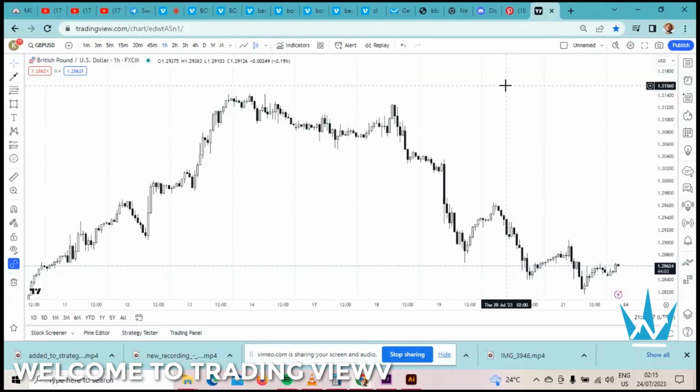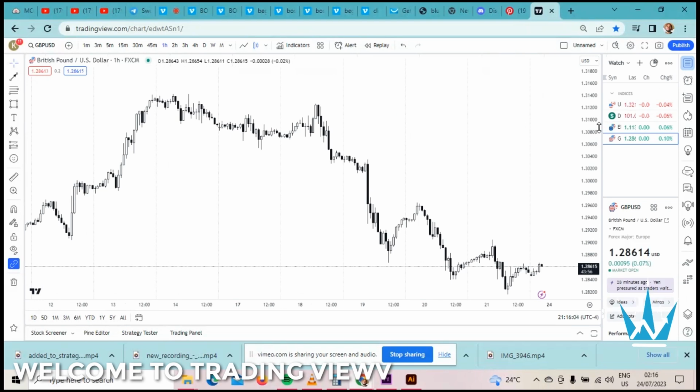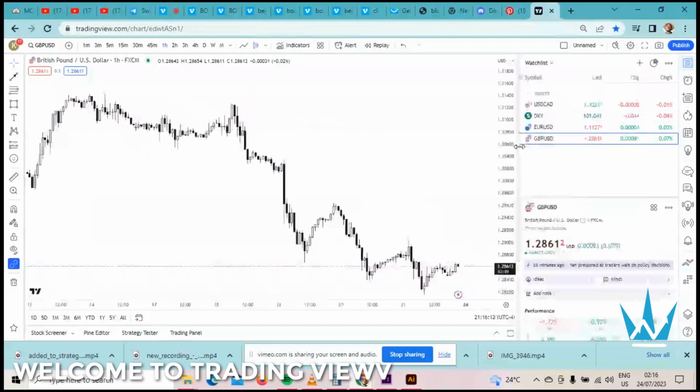All right, so TradingView. Let's explore the app. First things first, I'm going to show you the watch list area. What is a watch list? The watch list is the place on TradingView where we keep the pairs we trade. The currency pairs we trade, we arrange them here. We keep them here. Like I said, every forex trader has their favorite pairs they trade.